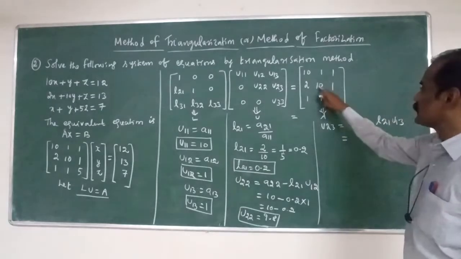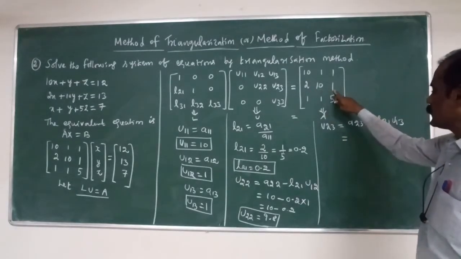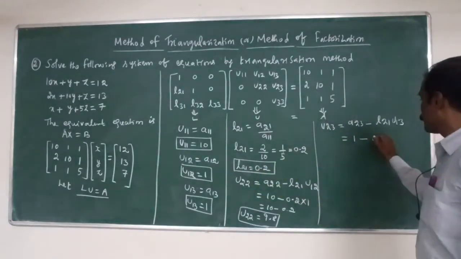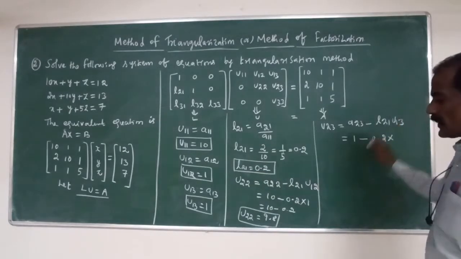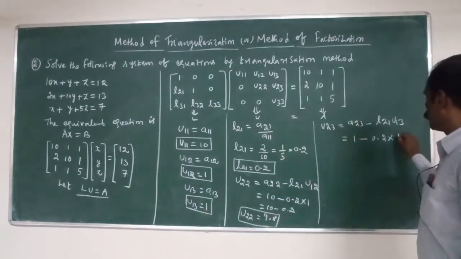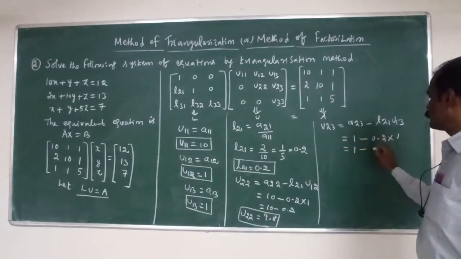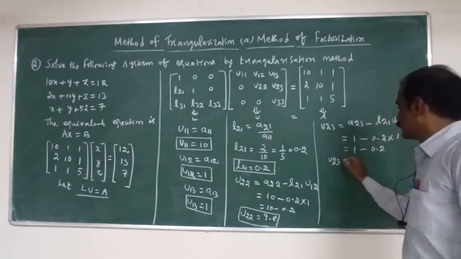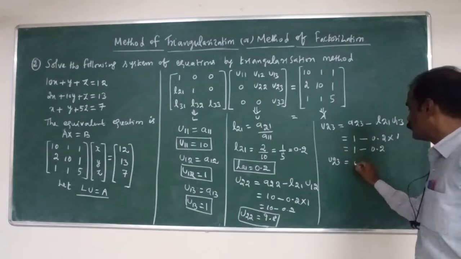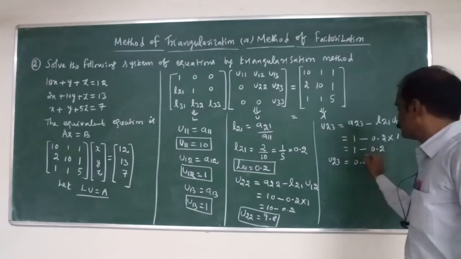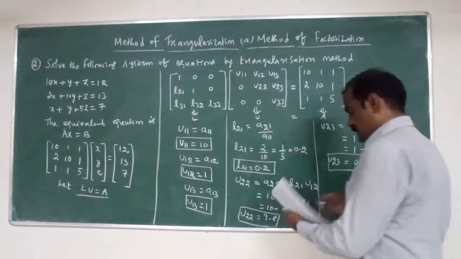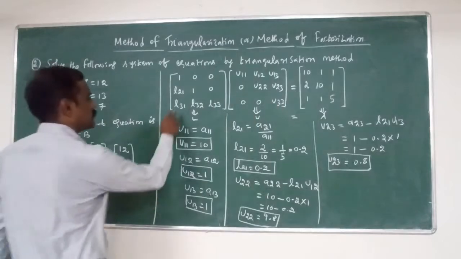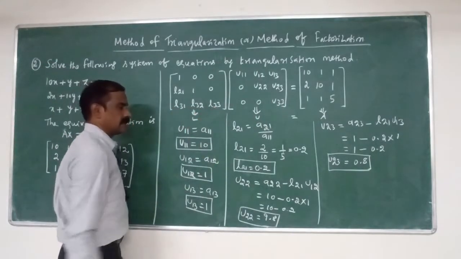Now A23 value 1 minus L21 value 0.2 into U13 value 1. Now the result is 1 minus, multiplying these two, 0.2. Now subtracting these two, we get the result U23 equal to 0.8. Okay. Next one, to find out L31, L32, U33.